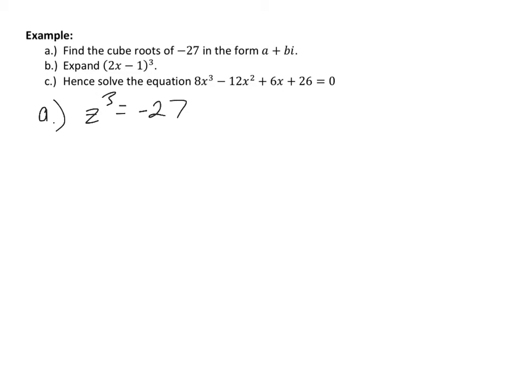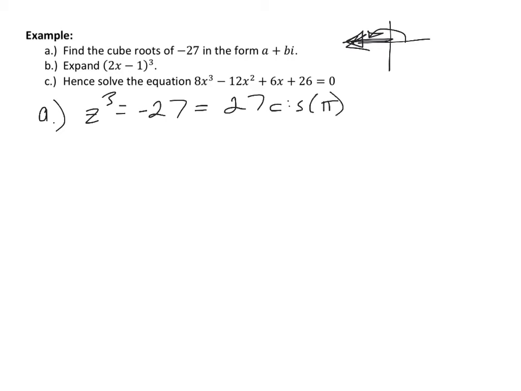We know that the way that we need to do this is by converting this side into polar. So negative 27 is over there. That's an angle, an argument of pi, with a modulus of 27. So this is going to be z cubed is 27 cis pi.